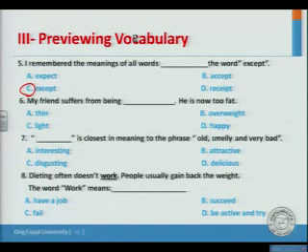Number 6, my friend suffered from, he is now too fat, overweight. And number 7, the closest meaning to the phrase old, smelly, and very bad. Disgusting. And number 8, dieting often doesn't work. People usually gain back the weight. So work here, if you translate it, you will find its meaning is succeed.